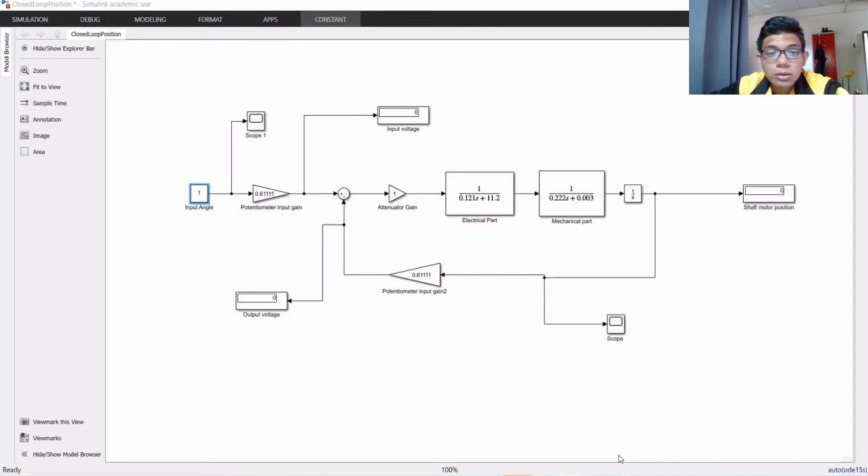Okay, so as you can see, the input voltage shows and the output voltage shows the value, and the shaft motor position shows the value. So it means that the block is in function.